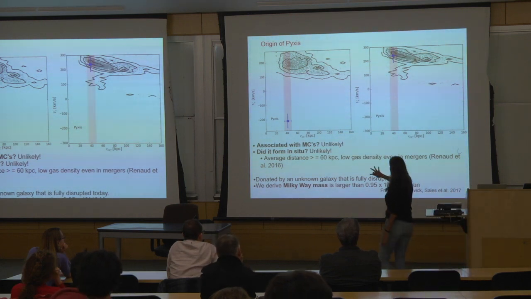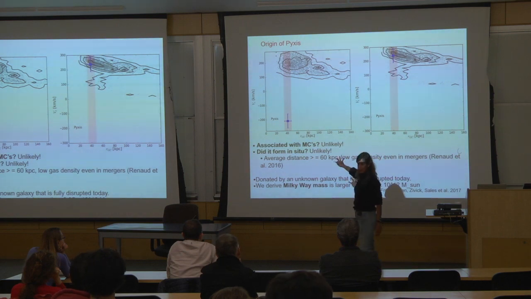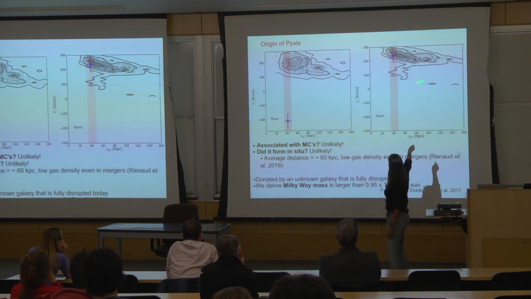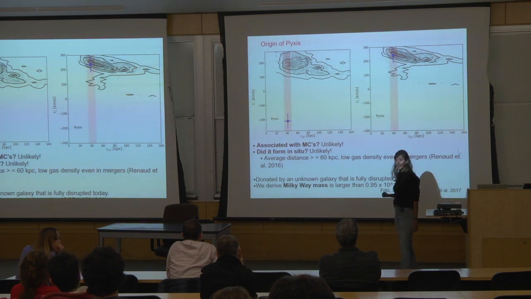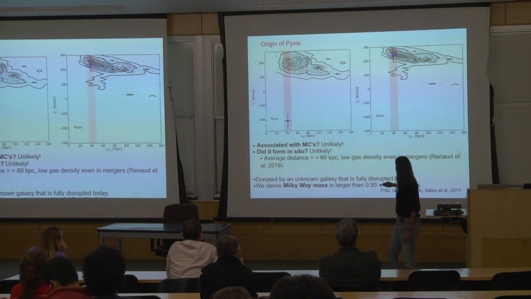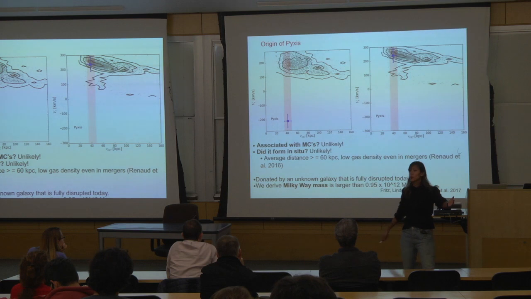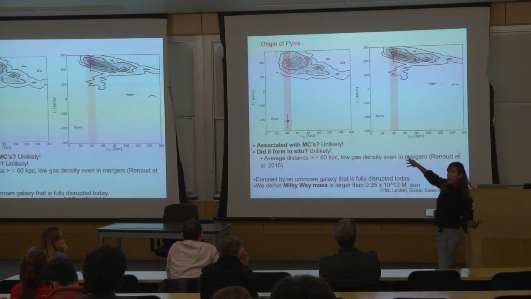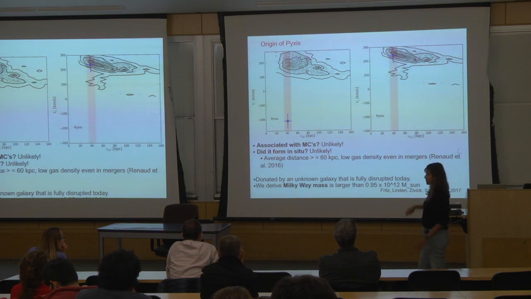Okay, and if Pyxis were bound to the LMC, or was donated to us by the LMC, then this is the region in which you'd expect it to live in radial velocity space, and this is the region you'd expect it to live in tangential velocity space. As you can see, our measured tangential velocity is consistent with that, but the radial velocity is completely wrong. It has the wrong sign. While the LMC is moving away in its orbit, Pyxis is approaching.